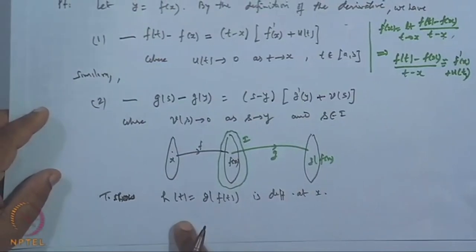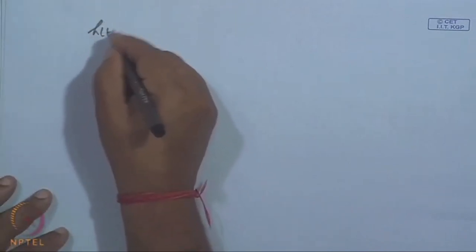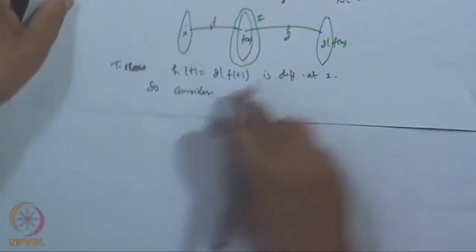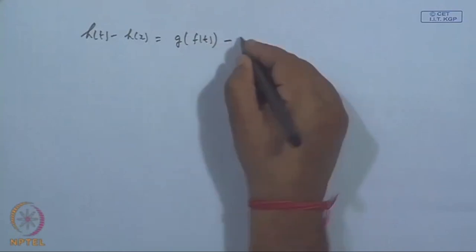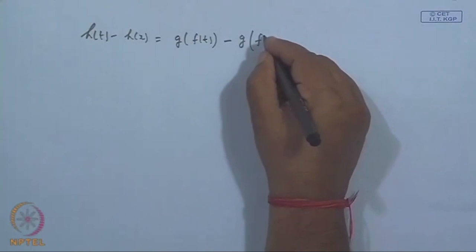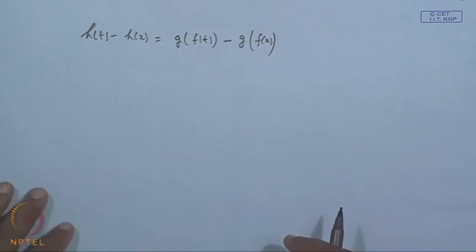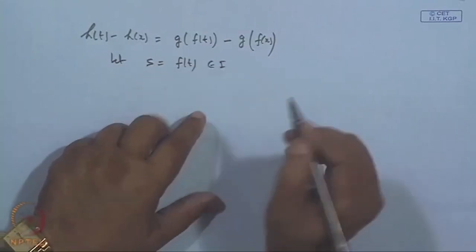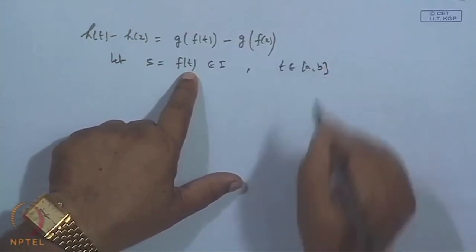So, write down the relation h t minus h x. Now, h t minus h x means, h is this function g of f t. So, we can write this as g of f t, and h x means g of f x. Now, replace this s by f t, because s is a point in the interval I. f is a function defined over the domain and t is a point in the interval a b. So, replace s by f t.